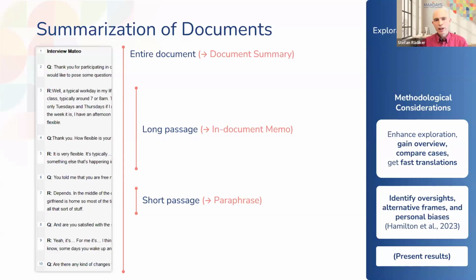This summarization of uncoded data usually takes place in the exploration phase, of course, but also in the main analysis phase when we're paraphrasing or summarizing passages of our data, and we could even use it for reporting later on when we're summarizing an entire document to give some glimpses in our method section on whom we have interviewed, for example. From a methodological standpoint, I think that this summarization of uncoded data helps us to explore our data.